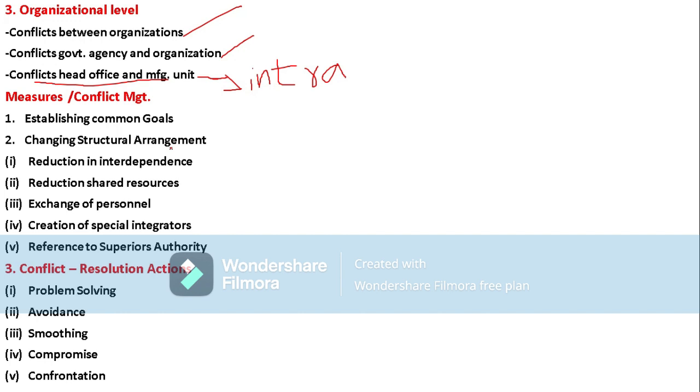So what are the ways to be followed to change the structural arrangement? The first one is reduction in interdependence. The basic reason for intergroup conflict is interdependence. If there is no interdependence, if they are independent, each group will perform its own obligations. One group will have no involvement in the other group, so definitely there will be no conflicts. So if we have an organization structure with reduction in interdependence, or independent groups, definitely conflicts can be reduced.